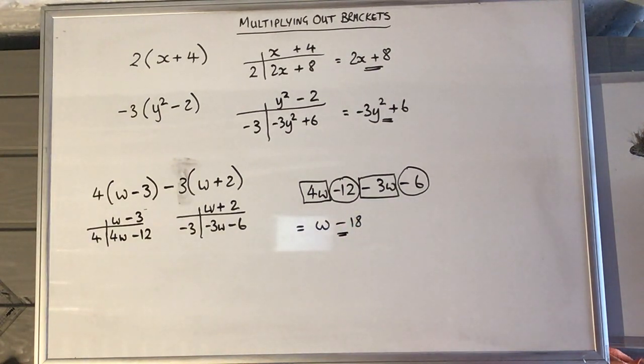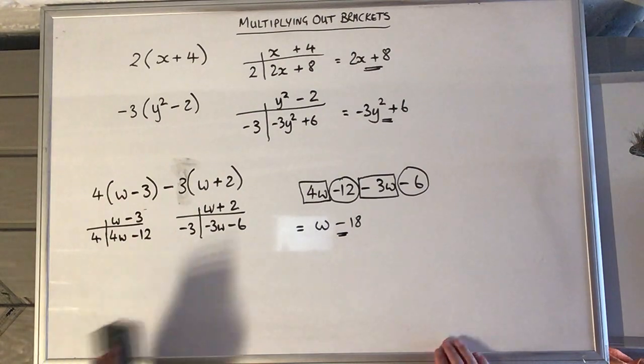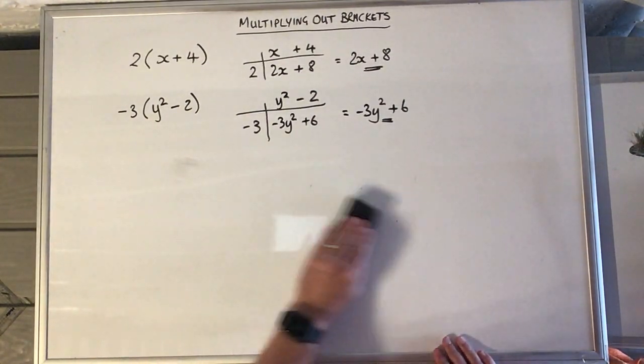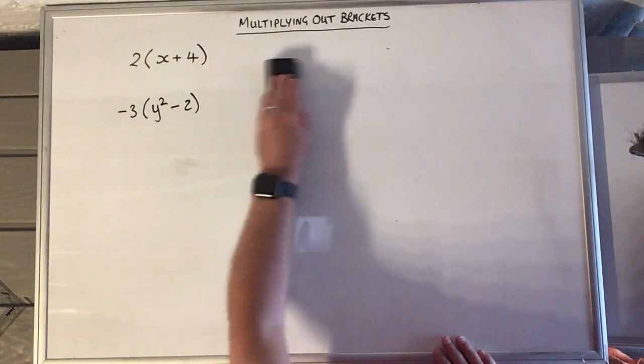Now, National 4 question for about 3 marks. Okay, I'm not going to do any more of them because it's National 4, but really for that. Let's move on to double brackets.